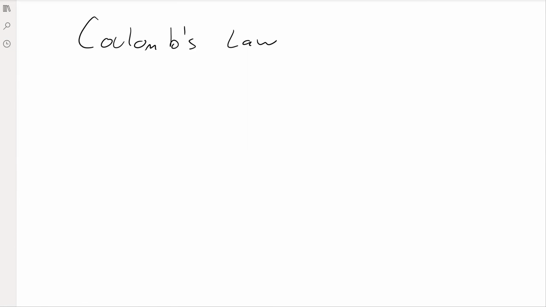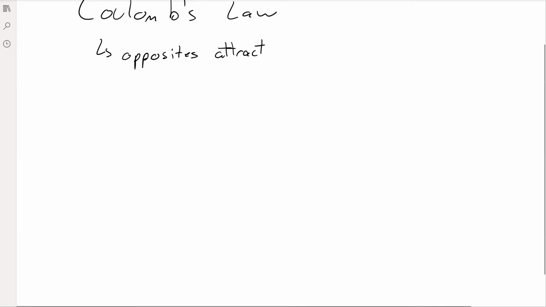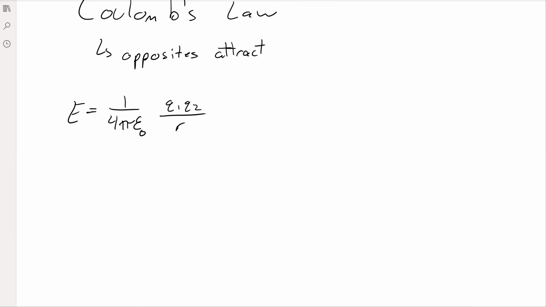All right, so we've been saying that positive and negative charges attract. That's what's known as Coulomb's law, right? And it's just that opposites attract. There's an equation for it. So the energy of this attraction is equal to some constant, which is just these fancy numbers and symbols. We don't have to worry about that too much. And then times Q1, Q2 over R.